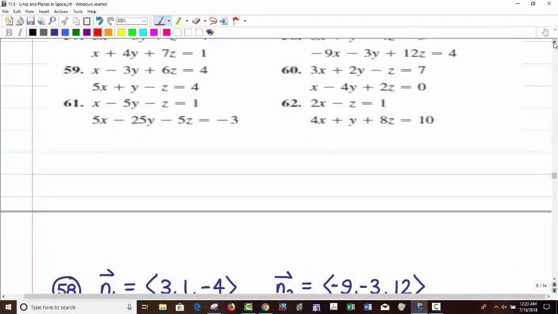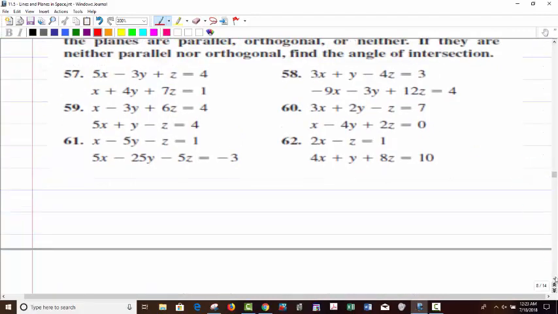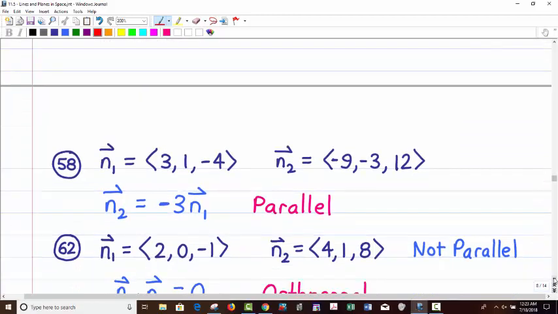This is number 58. The first normal vector is 3, 1, -4. The second one will be -9, -3, and 12. I looked at that, checked for a multiple, and I could eyeball that. Obviously, you don't have to do it in your head. You can write it out if you need to. You take each term on the right vector and divide it by the one on the left, and you're going to get a ratio of -3 for all of them. Therefore, the second normal vector is -3 times the first one. So they would be parallel planes.